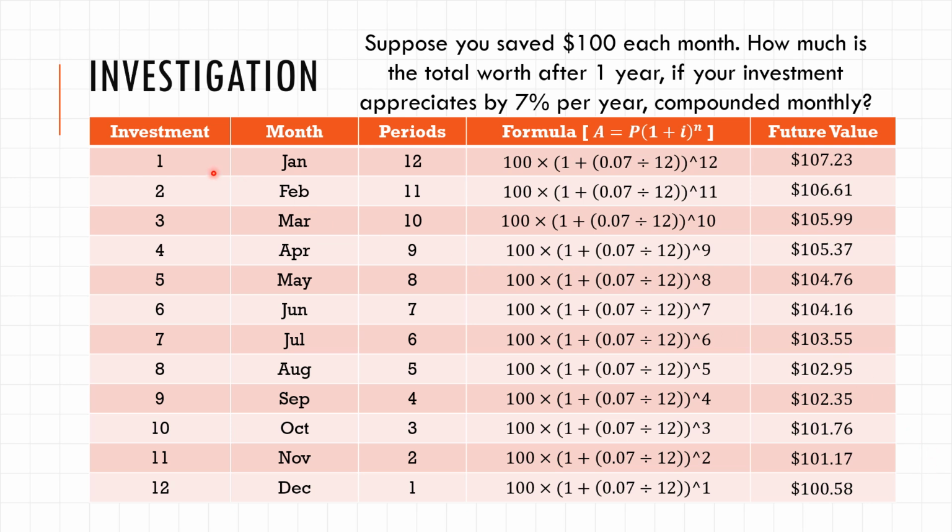Okay, so let's take a look at that table. It should look something like this. You should have been able to calculate the future value for each of these separate investments. So in March, that was the third investment. It only had 10 months to grow, so the exponent was 10. April only had 9 months. May only had 8, and so on and so forth. You can see that because they have less time to grow, the future value of them seems to be growing less as well. The last investment that we made, the one in December, only had 1 month to grow. So we only got 58 cents in interest.